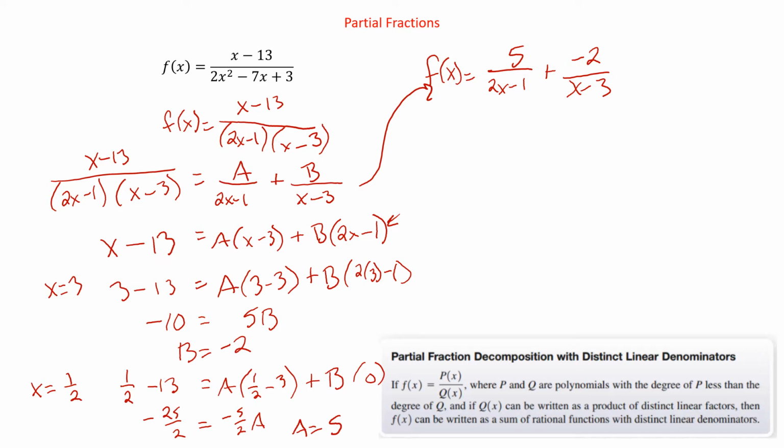And from here, we could find the antiderivatives of each of those. We'd end up with natural logs of stuff, but we could do that. And then we can combine our natural logs. We're going to see that in the next problem.